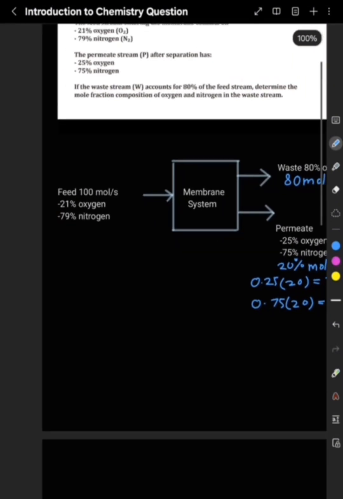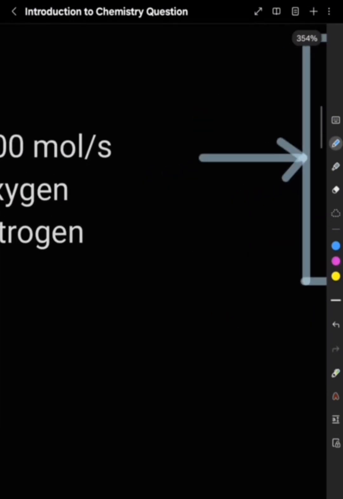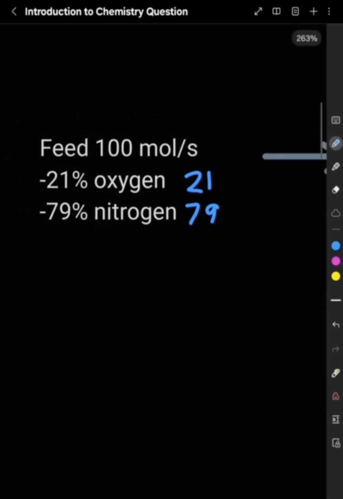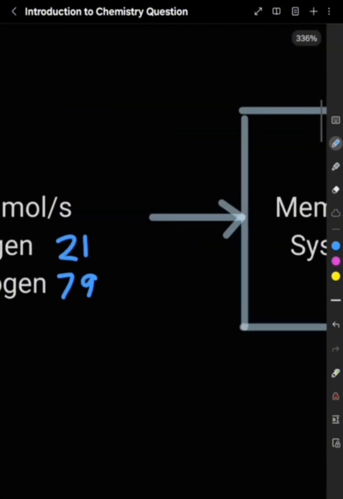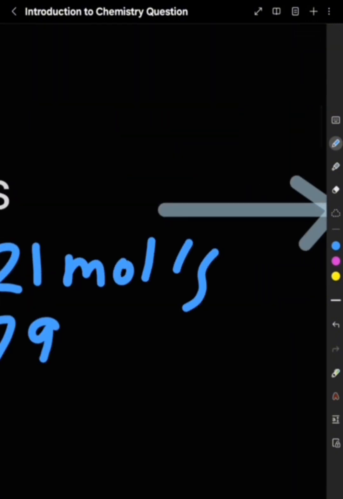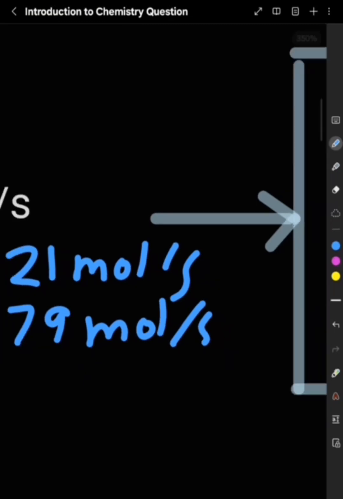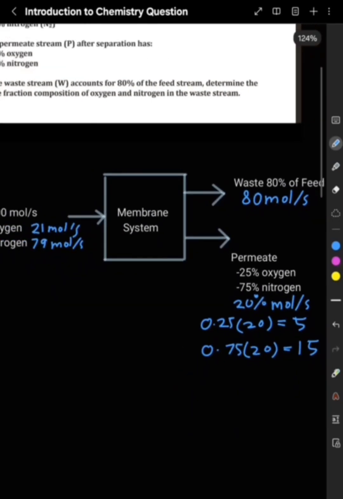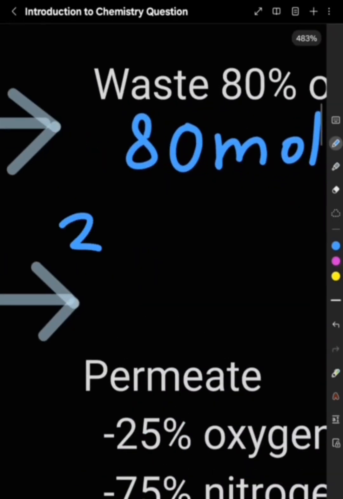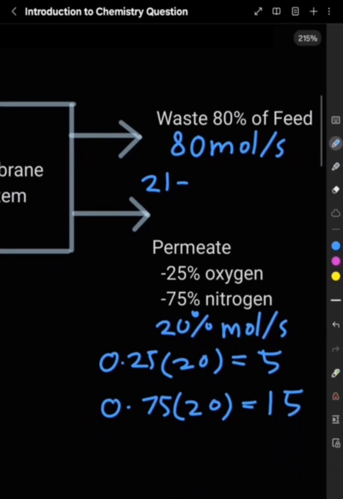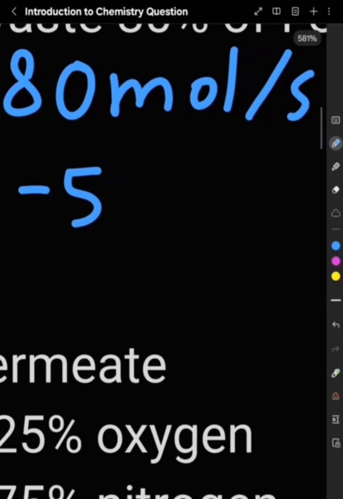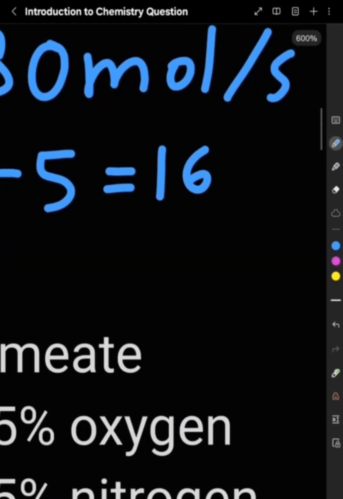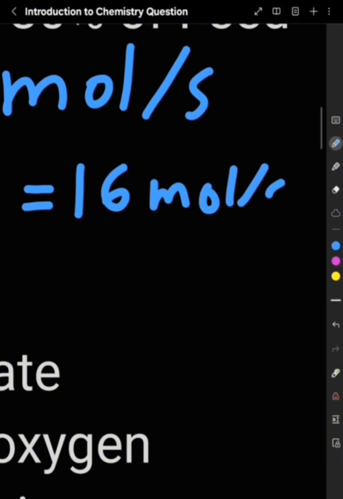So if the feed is 21 mole per second oxygen and the nitrogen is 79 mole per second, we can find for the waste. So for the oxygen, 21 mole per second minus 5 mole per second, and then we got 16 mole per second. This is for the oxygen.